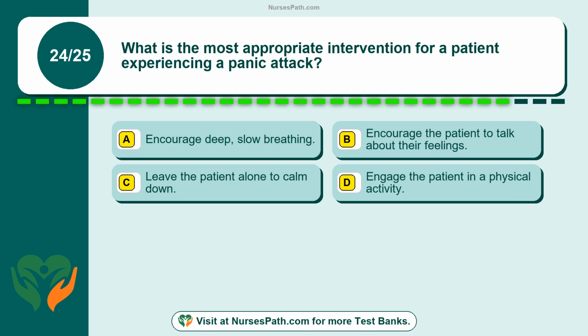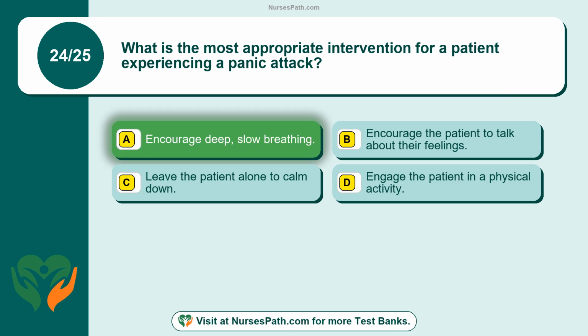Question 24. What is the most appropriate intervention for a patient experiencing a panic attack? Option A. Encourage deep, slow breathing. Option B. Encourage the patient to talk about their feelings. Option C. Leave the patient alone to calm down. Option D. Engage the patient in a physical activity. The correct answer is option A.